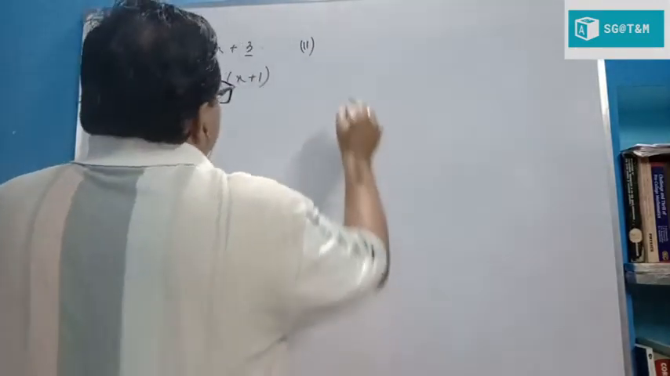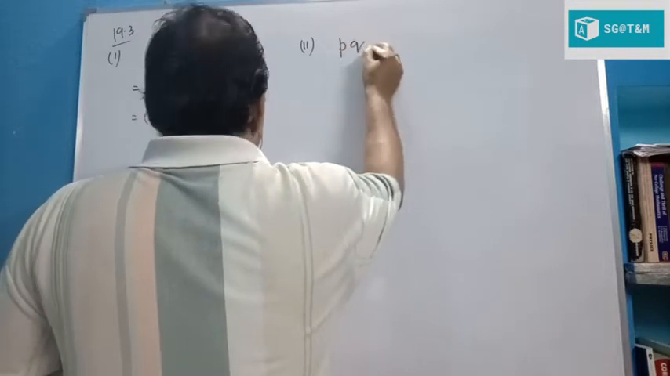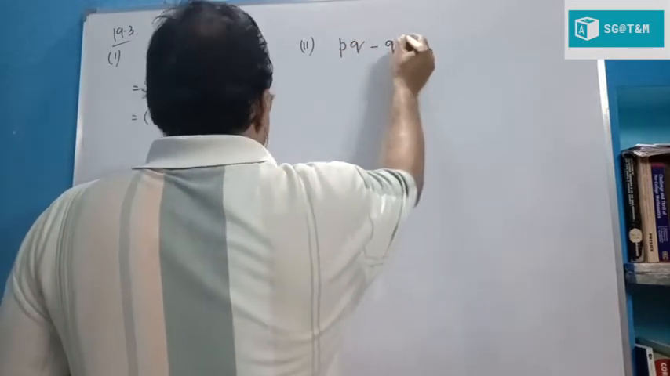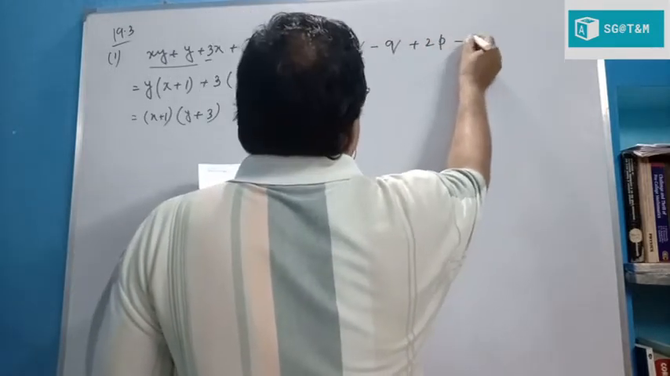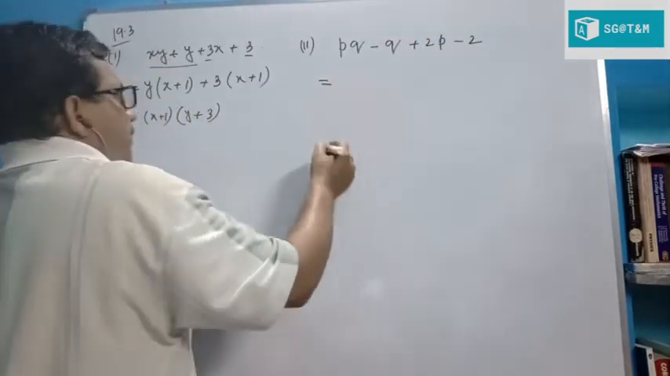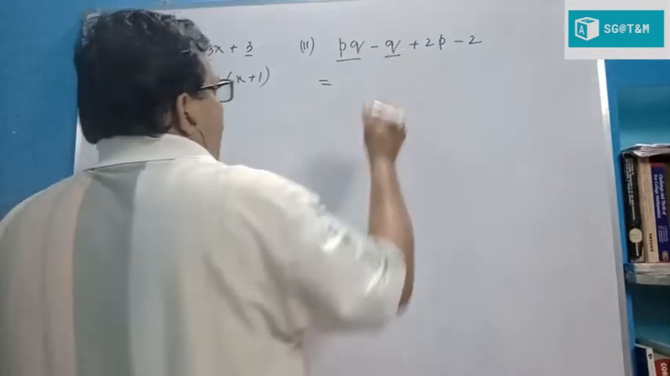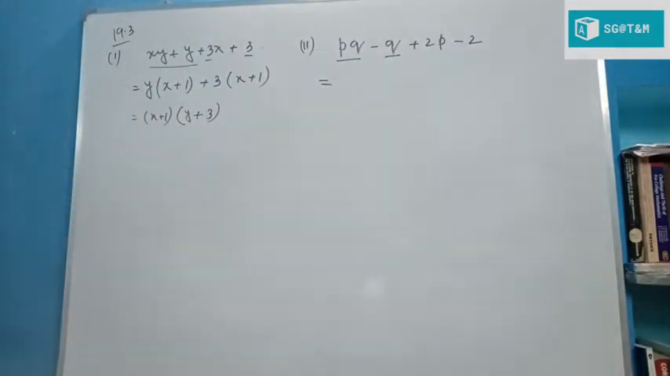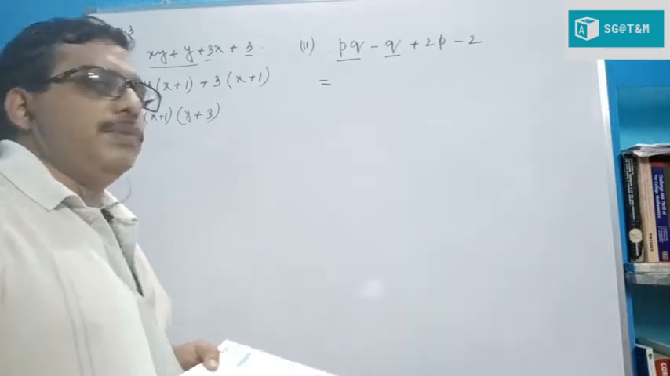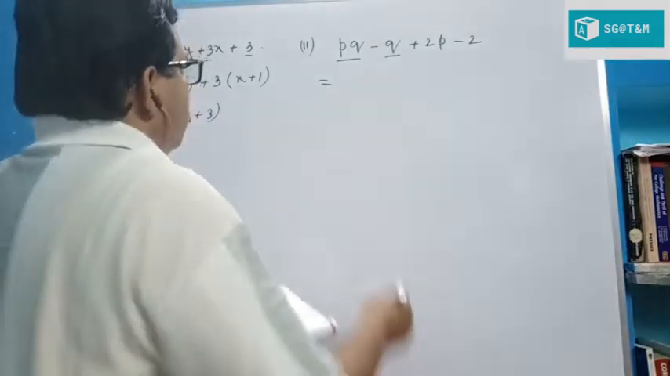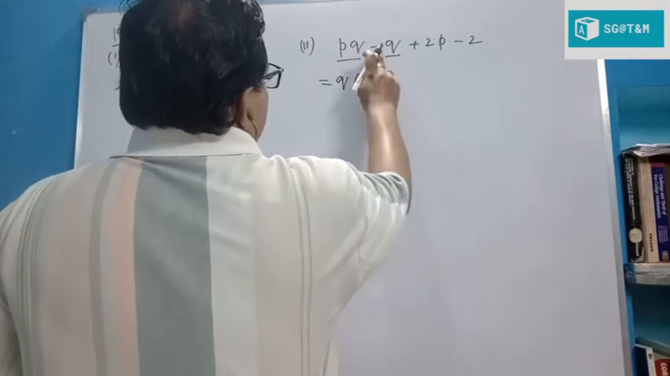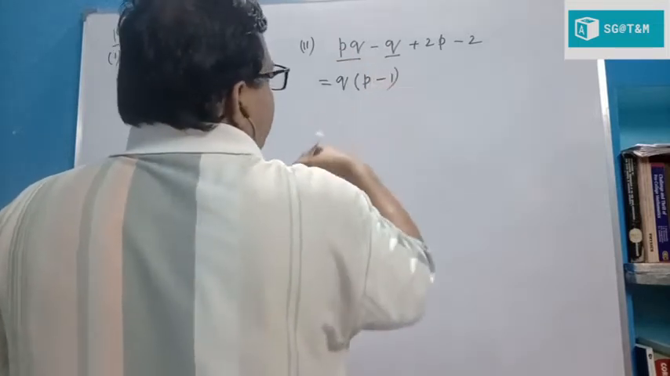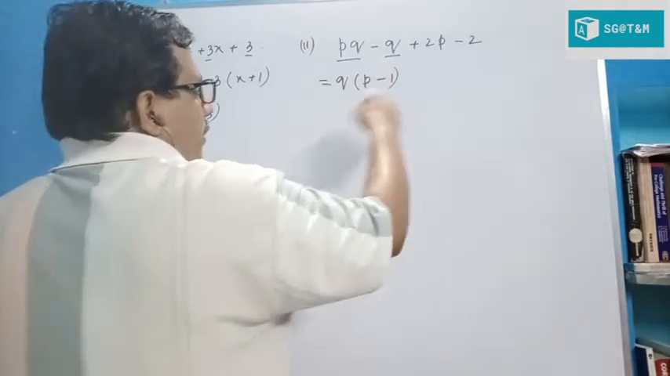PQ minus Q, P into Q minus Q, plus twice P minus 2. Exactly as before. From the first two terms, is there any common term? Q is the common, so take Q common. Then the remaining from this one is P, from this one is 1, it is minus, so we write minus.